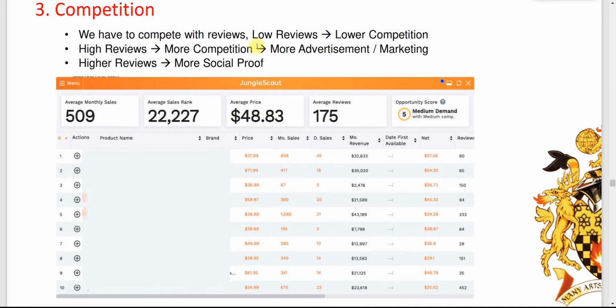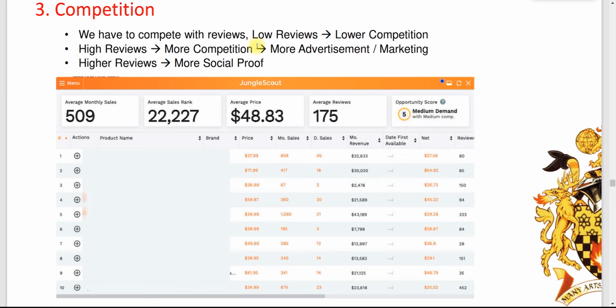And we have discussed competition. This is the third component, and I think we have discussed it in depth, but again giving you an overview: we have to compete with reviews. Reviews are something that you can say are our enemies, and we have to beat them some way and defeat those sellers who have high reviews. So lower reviews mean lower competition. High reviews mean more competition, more advertising and marketing. You will have to beat those high review sellers somehow.